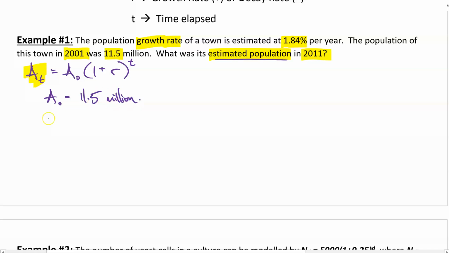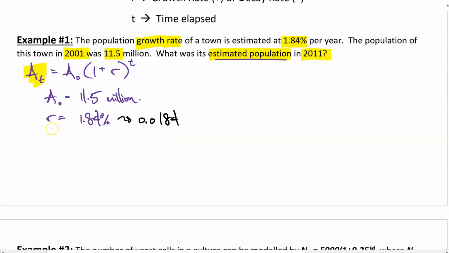What about R? R here is given as 1.84%. But remember, I told you we got to convert this to a decimal. So you want to convert a percent to a decimal, you got to divide by 100. At which point this now becomes 0.0184. Let's fix that 0. It looks like a 6 there. 0.0184. That's the number we got to use here.